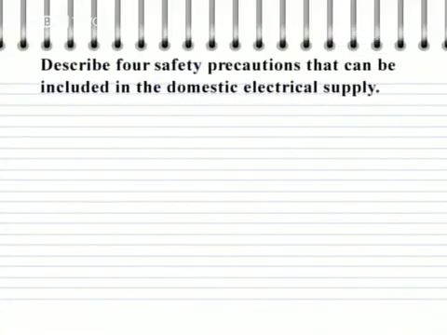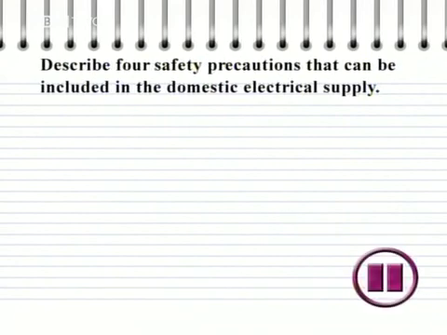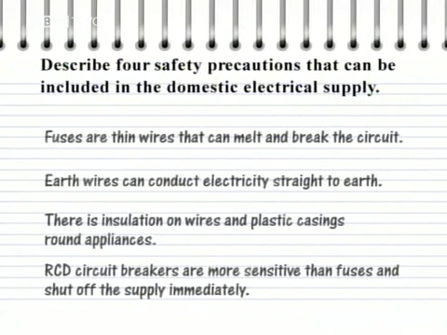Describe 4 safety features that can be used in domestic mains electricity supplies. The safety features you should have noted are fuses, which are thin wires that get hot, melt and break the circuit if too much electricity flows through them.